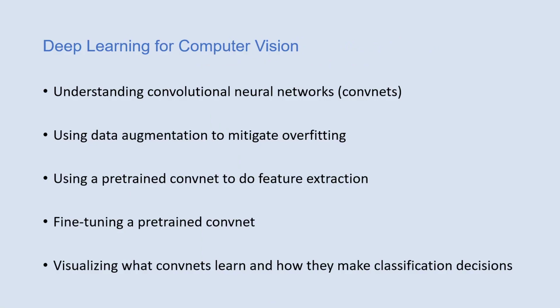Okay, so here's the outline of the chapter. First, we're going to go through understanding the convolutional neural networks, then we're going to use data augmentation to mitigate overfitting. Then we're going to use a pre-trained convnet to do feature extraction. Finally, going through fine-tuning and visualization. In this video, I'm going to go through the theory, but I'm going to refer to additional videos that go through the actual examples in Python. These videos are in the references of this video.